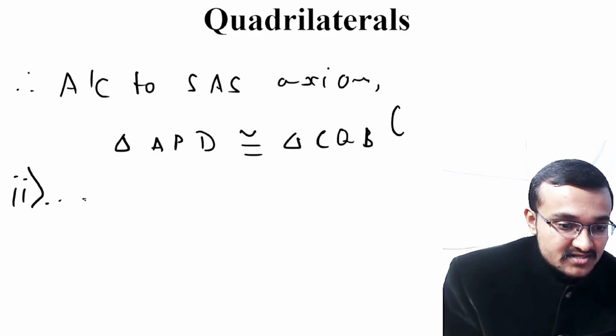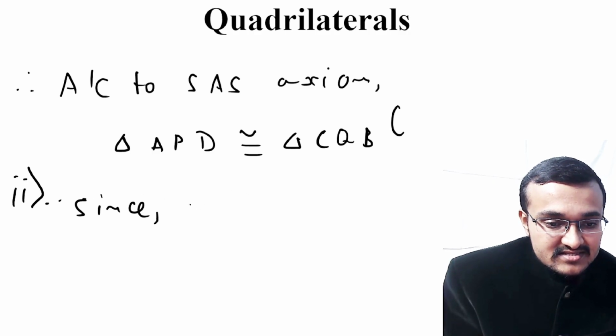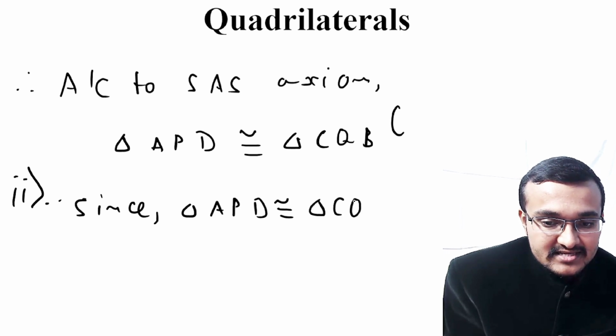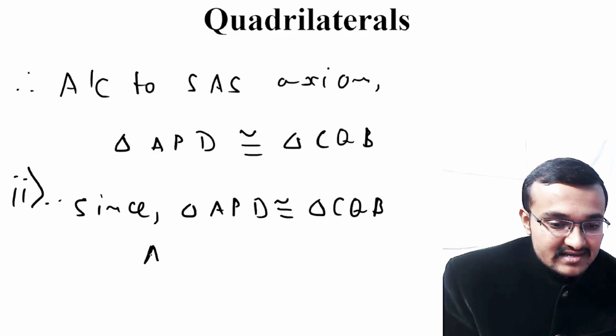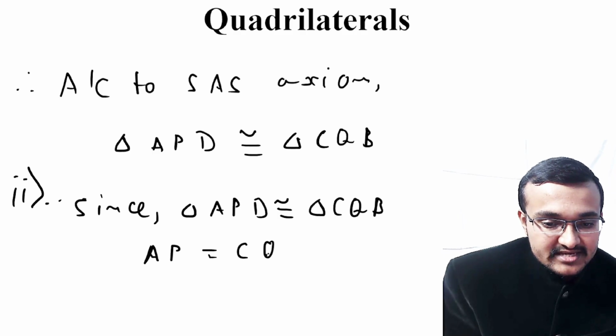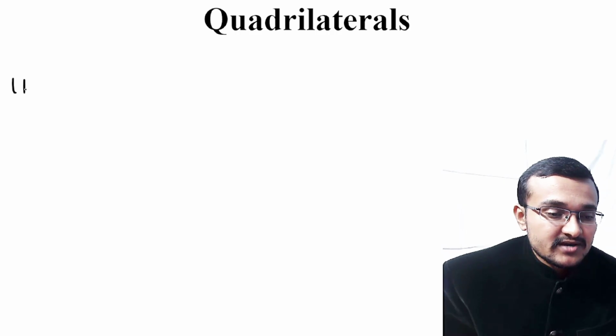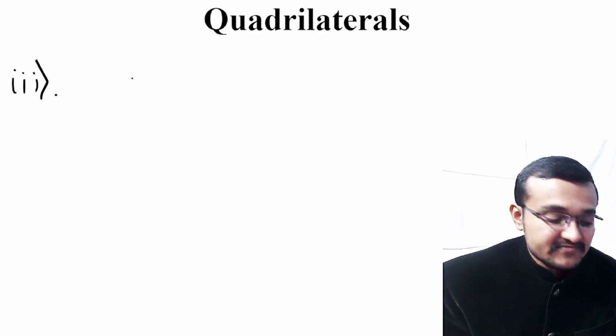So in this second question, you can write, since triangle APD is congruent with triangle CQB, here automatically AP will be equal to CQ. So now we will look into the third question in the same fifth question.